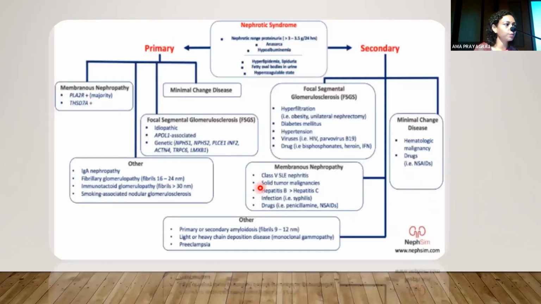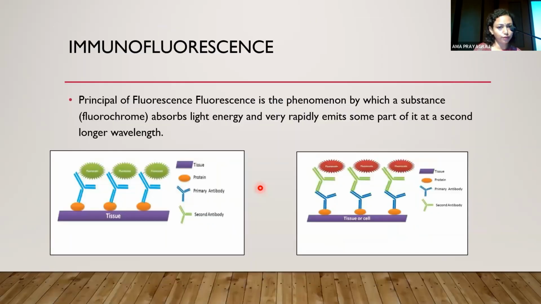Now, along with the renal biopsies, we are also carrying out immunofluorescence. What is the basic principle of fluorescence? It is a phenomenon by which a substance, a fluorochrome, absorbs light energy and very rapidly emits a part of it at a higher, longer wavelength. So these are the 2 different types of immunofluorescence.